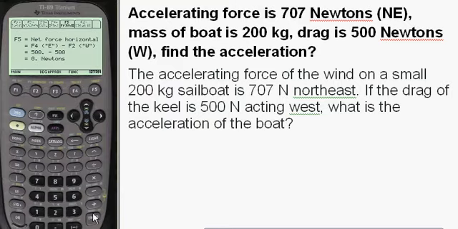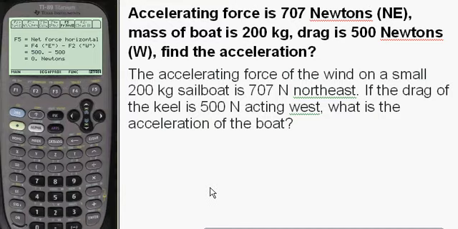Okay? So F5 is the net force horizontal. That's F4 east minus F2 west. Okay, that's 500 minus 500, which turns out to be 0 newtons. So now we have a right triangle with essentially 0 adjacent side here, and we have all opposite side.